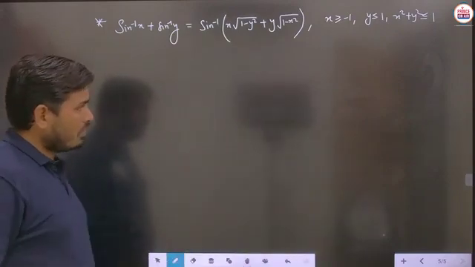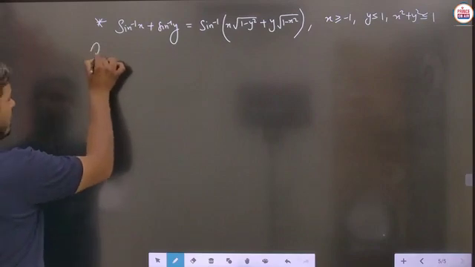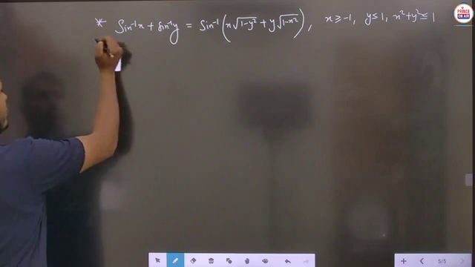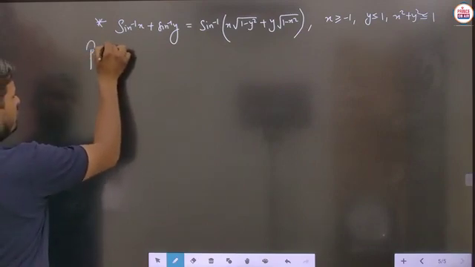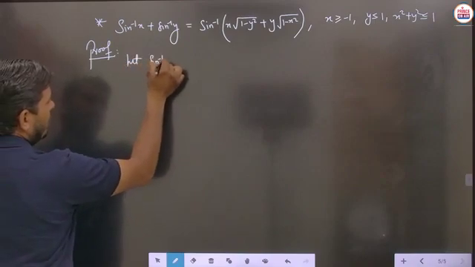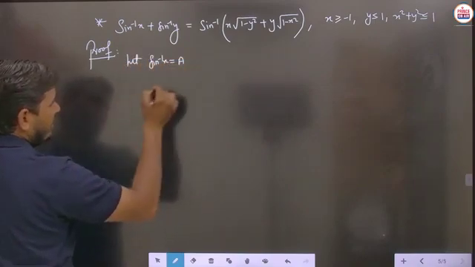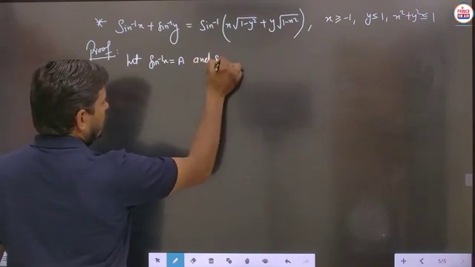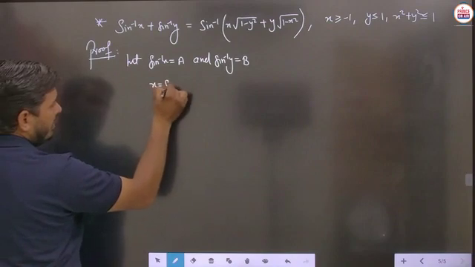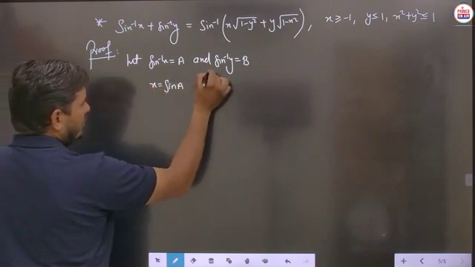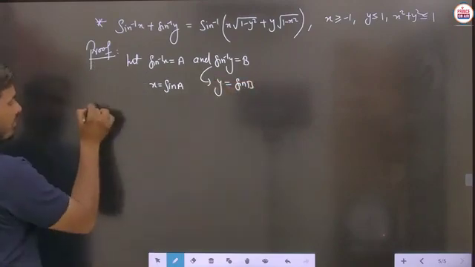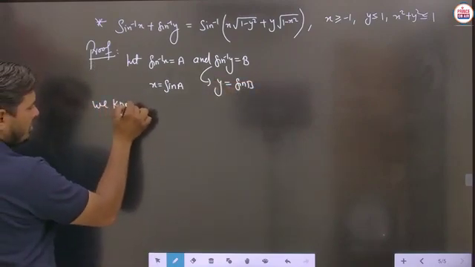So now we will see the proof of this section, how this property comes about. Again the same kind of theory in the proof section we have to use. Let sin inverse of x be taken as A, and sin inverse of y be taken as B. Then definitely x will be written as sin A, and y will become sin B.